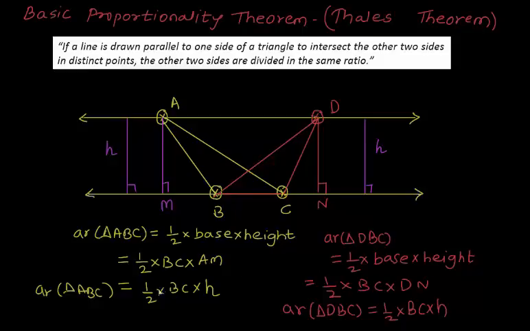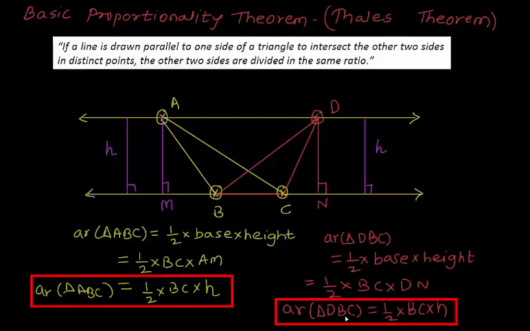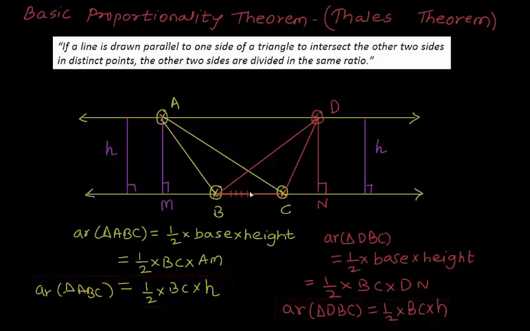So if you observe, the area of triangle ABC and that of DBC is the same. This is because they have the same common base, and as the triangles are drawn between two parallel lines, their height is the same. That's why the areas of triangles having the same common base and drawn between two parallel lines will be the same. And this property is useful in proving the basic proportionality theorem.